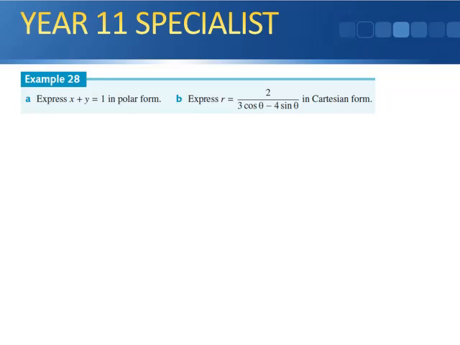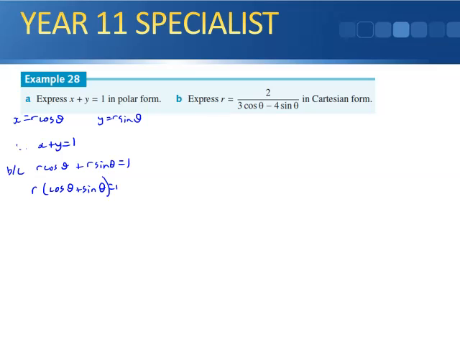Example 28. Express x plus y equals 1 in polar form. Just remember the first thing: x equals r cos theta and y equals r sine theta. Therefore x plus y equals 1 becomes r cos theta plus r sine theta equals 1. Take out r: r times (cos theta plus sine theta) equals 1. And therefore r equals 1 divided by (cos theta plus sine theta) is the polar form.